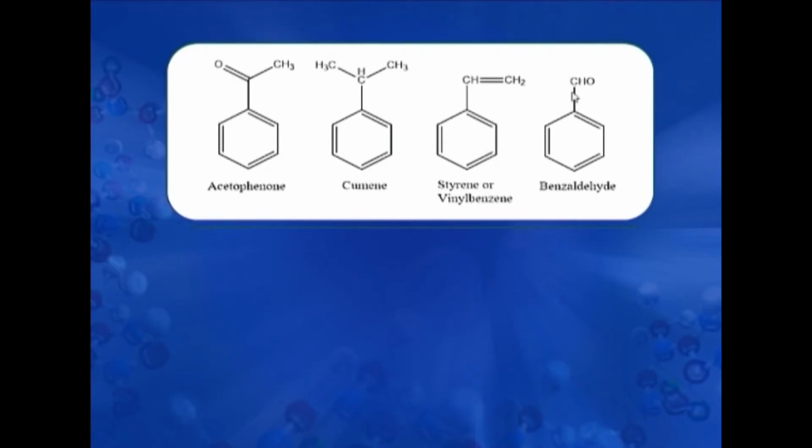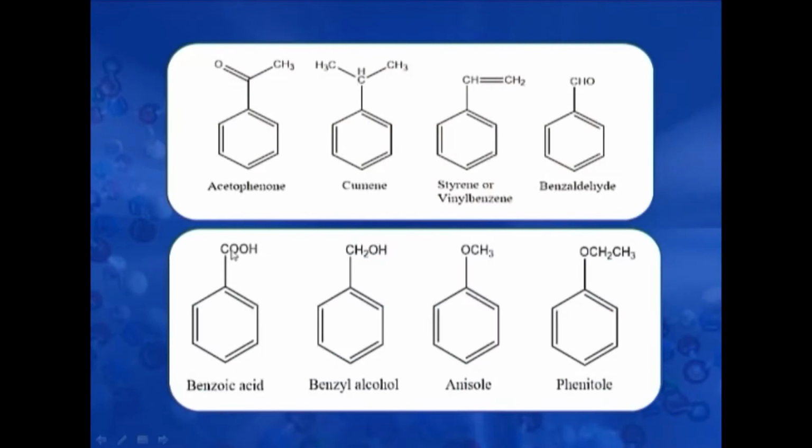When an aldehyde group is on the aromatic ring, we call it benzaldehyde. Similarly, when COOH is there, we call it benzoic acid. When a CH2 group is on the aromatic ring, we call it benzyl, B-E-N-Z-Y-L. And when it is present as an alcohol, OH, we call this compound benzyl alcohol. When an ether group is present on the aromatic ring, for example OCH3, this is called anisole. And when an ethoxy group is present on the aromatic ring, we call it phenetole. So, these are some very common names which are generally used.